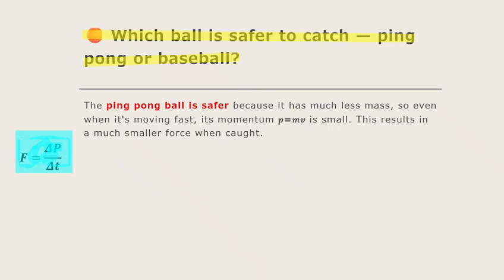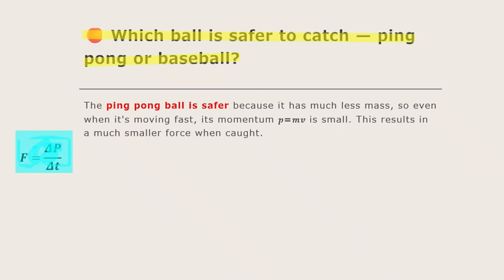The ping pong ball is safer. Why? Because it has much less mass. So if the mass is less, even when it is moving faster, its momentum is small. This results in a much smaller force when you catch it. So if mass is small, although the velocity is the same, the momentum is also small.